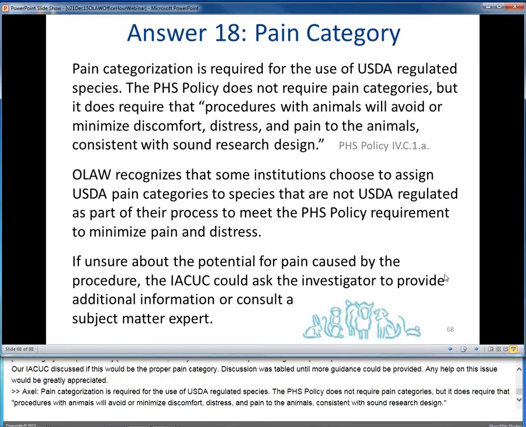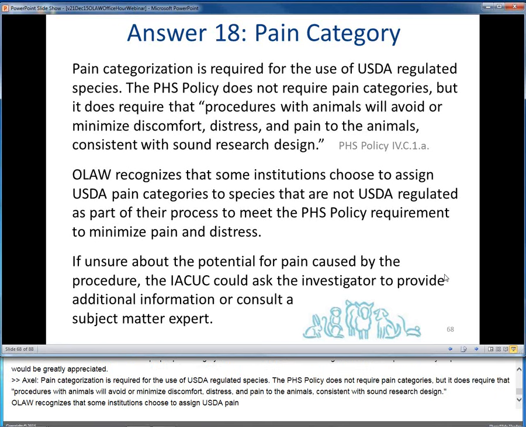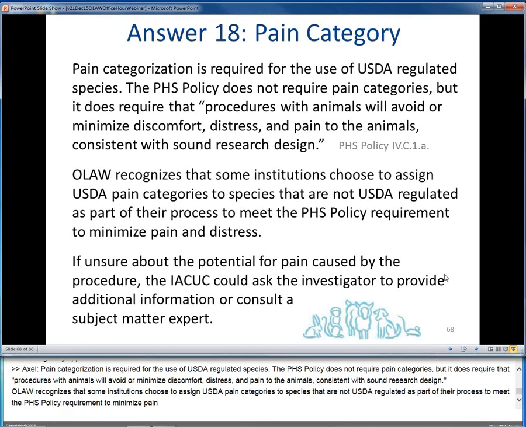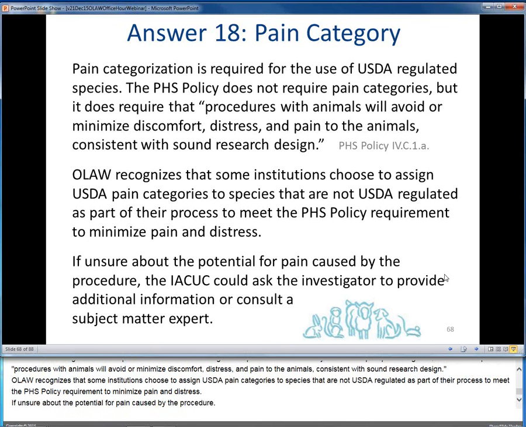OLAW recognizes that some institutions choose to assign USDA pain categories to species that are not USDA regulated as part of their process to meet the PHS policy requirement to minimize pain and distress. If unsure about the potential for pain caused by the procedure, the IACUC could ask the investigator to provide additional information or could consult a subject matter expert.